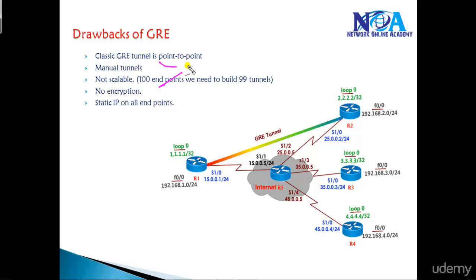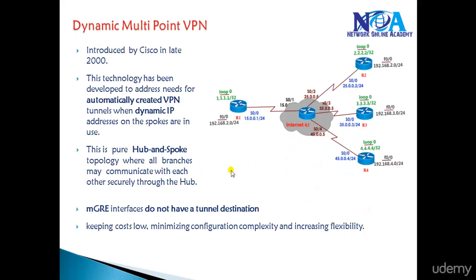It only supports point-to-point connections, and manually we have to configure the tunnel on both the endpoints, which is not really scalable, and it also doesn't support encryption. And we need to have a static IP address on each and every point, and if that IP address is changed, or if it is a dynamic IP address, in that case the tunnel will go down automatically. Now all these drawbacks, most of them, we generally overcome in these dynamic multi-point VPNs.